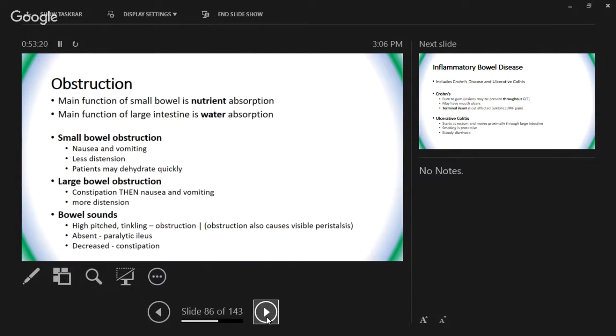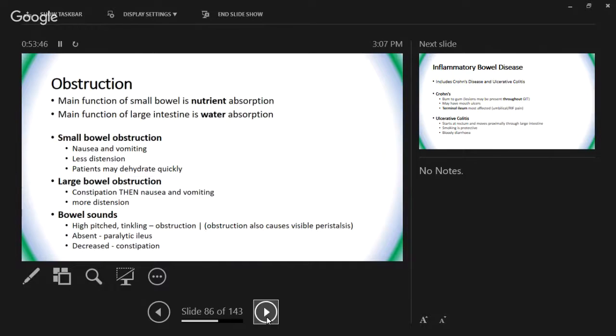I don't think bowel obstruction is that important this year, just have an idea. If it's a small bowel obstruction, you're going to get nausea and vomiting more quickly because the obstruction is sitting higher. And because the GIT contents don't get to the large colon where the water is reabsorbed, you get dehydration pretty quickly. And that's just a bowel sounds summary. Typically, bowel sounds might indicate obstruction.